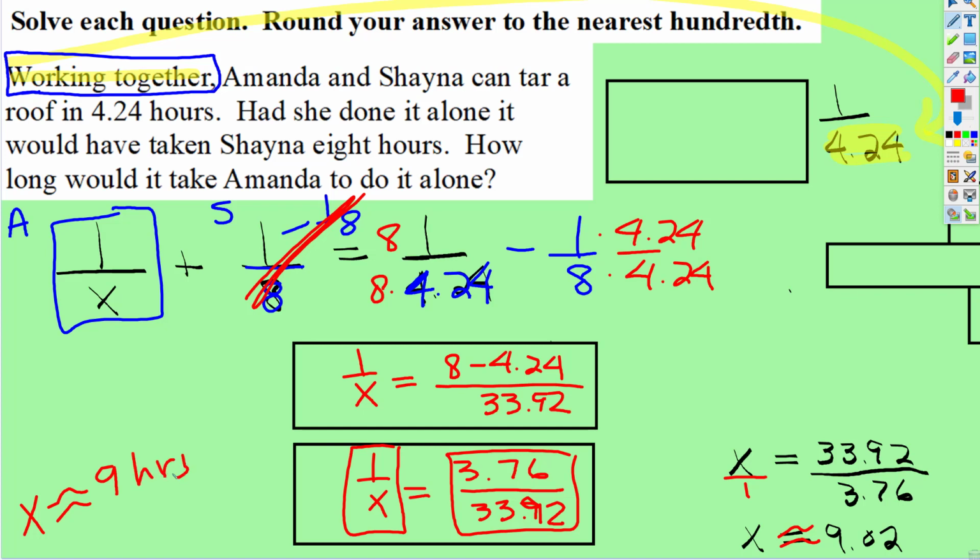But in case they want to know the minutes, you just take 0.02 times 60, which is going to be just a little over a minute, I think. 0.02 times 60. Yeah, a little over a minute. So about 9 hours and 1 minute, which about 9 hours, if you're in my class, would be close enough. All right, that's it for work problems.